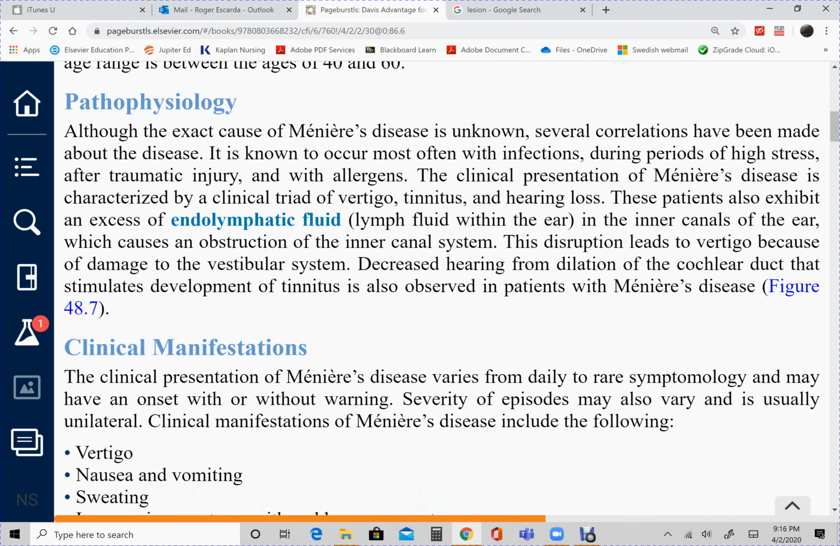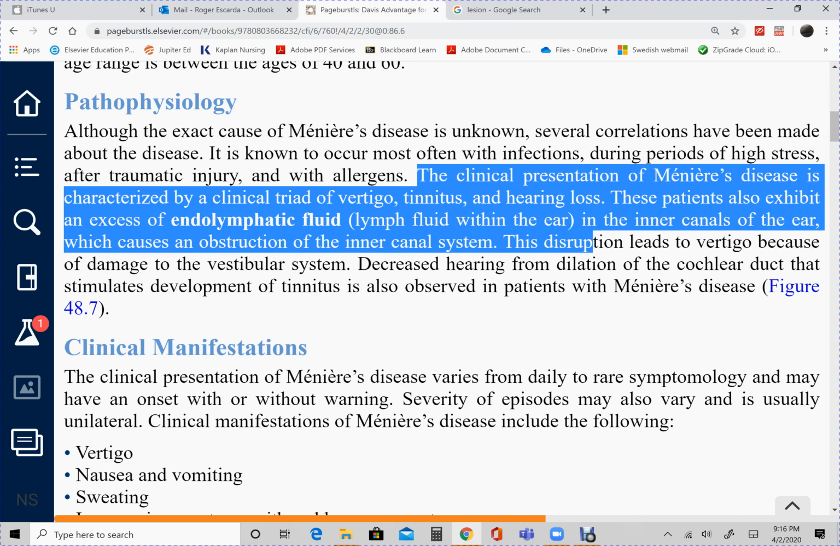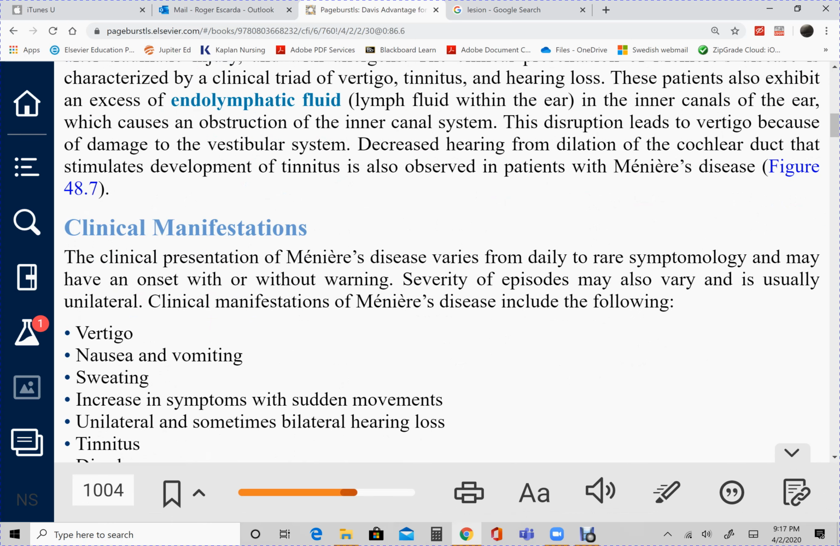Here is the pathophysiology. It's kind of like the same mechanism as glaucoma, wherein you have increased intraocular pressure in glaucoma. This one is increased intra-auricular pressure. Okay, so this is from an excess of endolymphatic fluid. You have buildup of pressure inside the ear, which causes obstruction of your inner ear canal system.